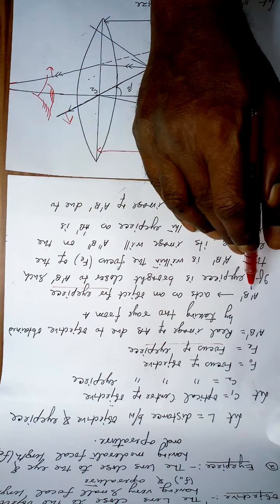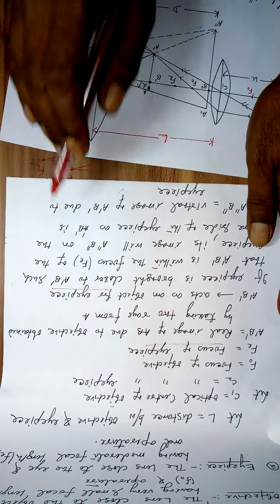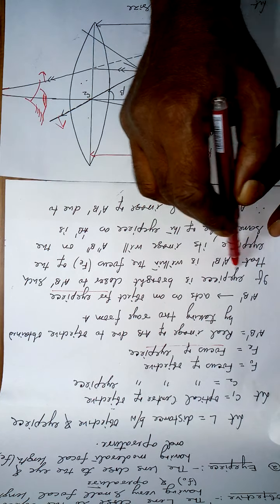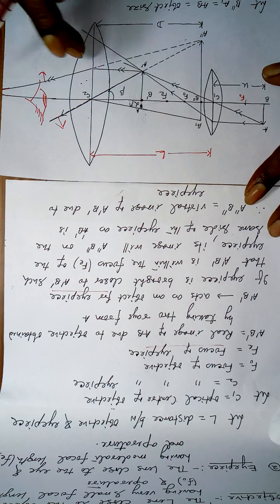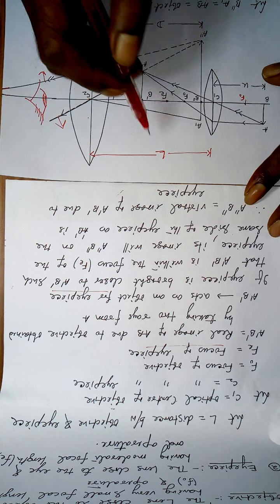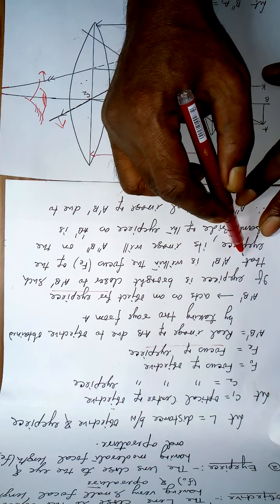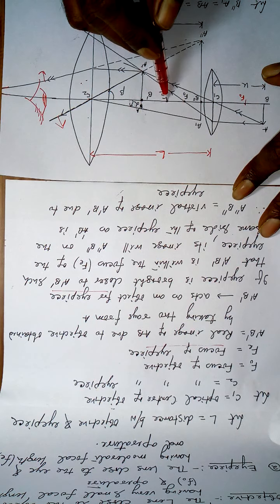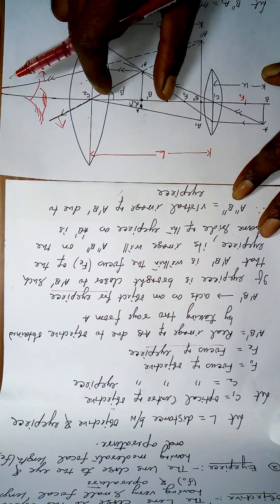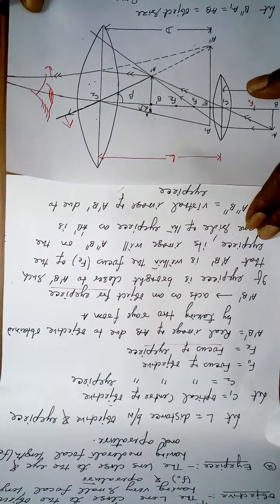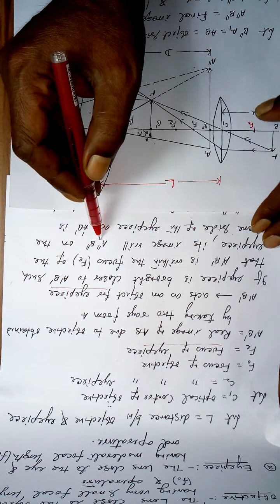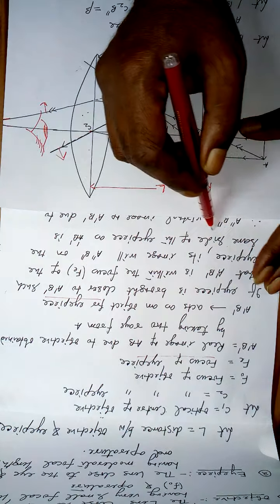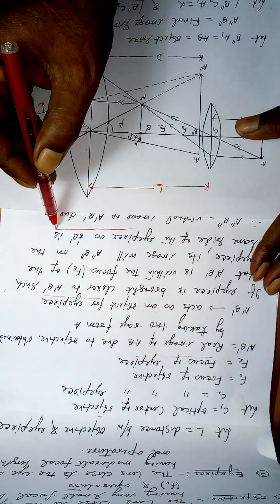A dash B dash acts as an object for the eyepiece. If the eyepiece is brought closer to A dash B dash such that A dash B dash is within the focus FE, within the focus of this lens, its image will be A double dash B double dash, on the same side of the eyepiece as A dash B dash is.